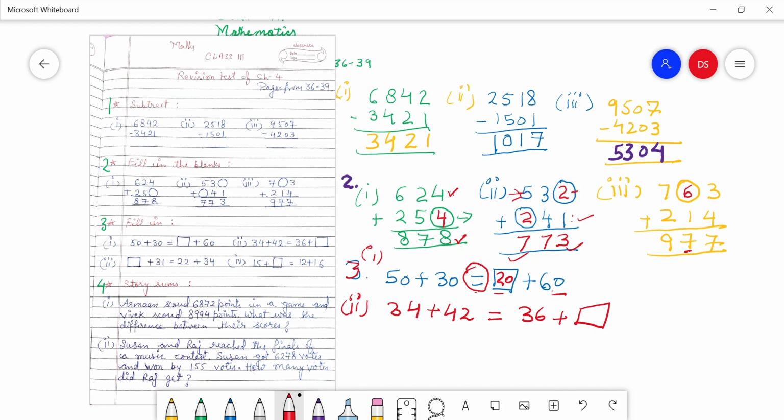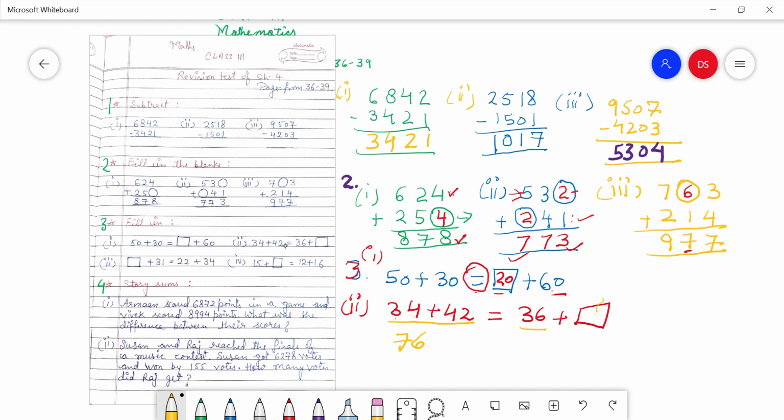So first of all we will solve this side. 3 plus 4, 7. 4 plus 2, 6. This side it is 76, so we have to balance the other side also. 36 is given to us, and what number should be here in the box?